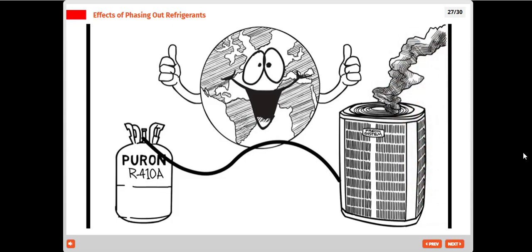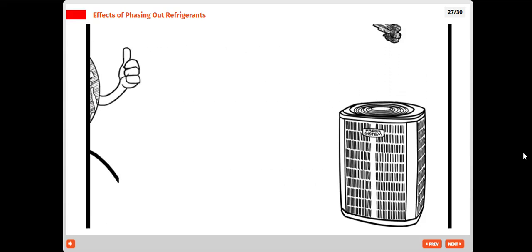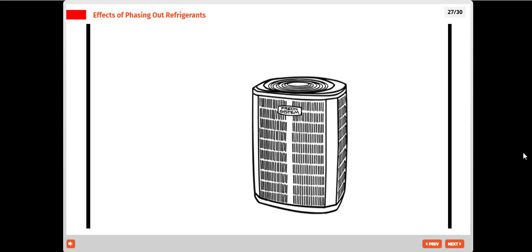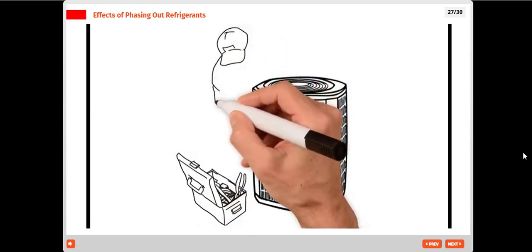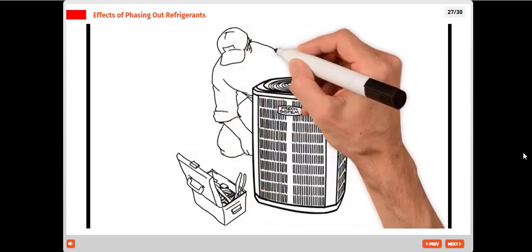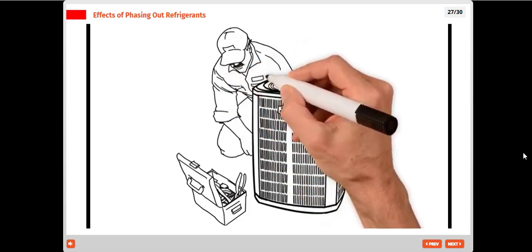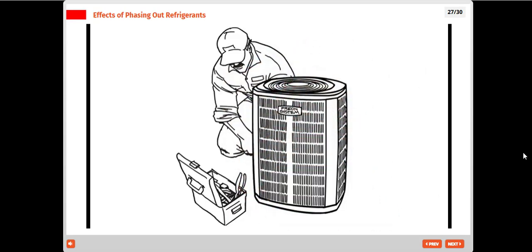Of course, the next question is, can I just modify my existing air conditioner to make it compatible with Puron? The simple answer is that it depends on the type of air conditioner. Sometimes split systems can be modified, whereas packaged AC systems must be completely replaced. Let's take a look at the two different systems.